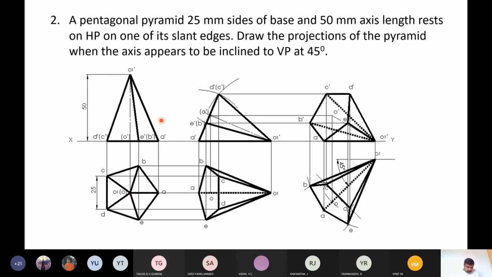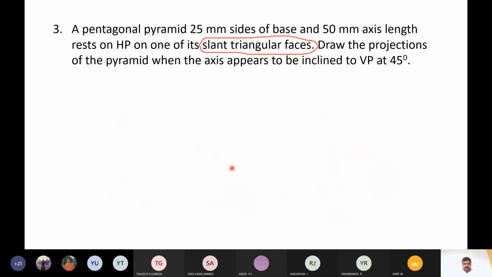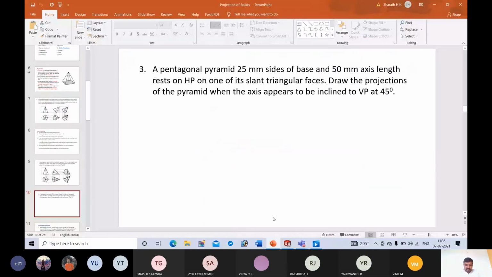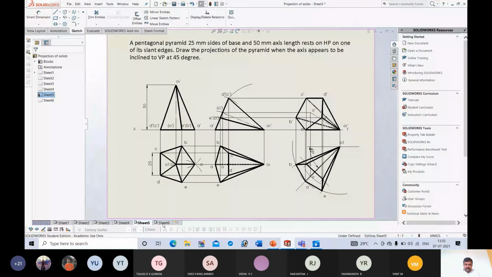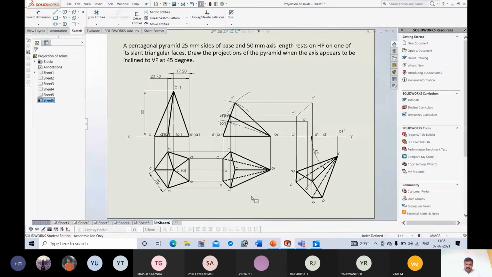Now if it is resting on a slant face instead of a slant edge, you should consider it as resting on an edge. You should take the edge towards the right, so that here you will get 3 points. Then in the second front view you can satisfy this condition. So I will show the partial solution. For this problem, resting on slant triangular faces, take this resting side towards the right, so that in the front view you will get 3 points.